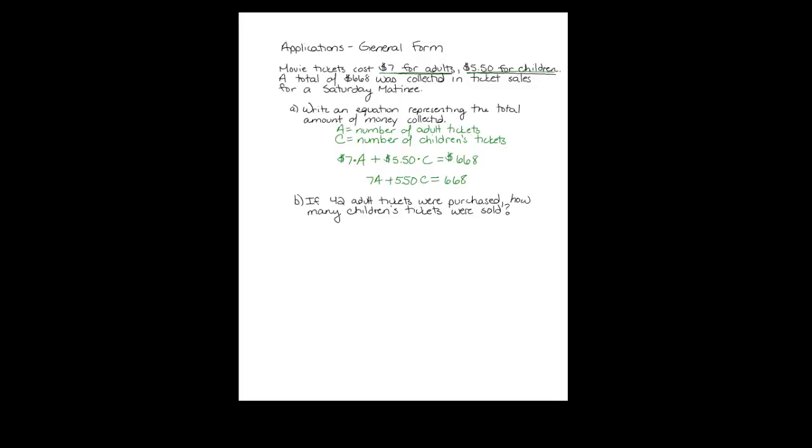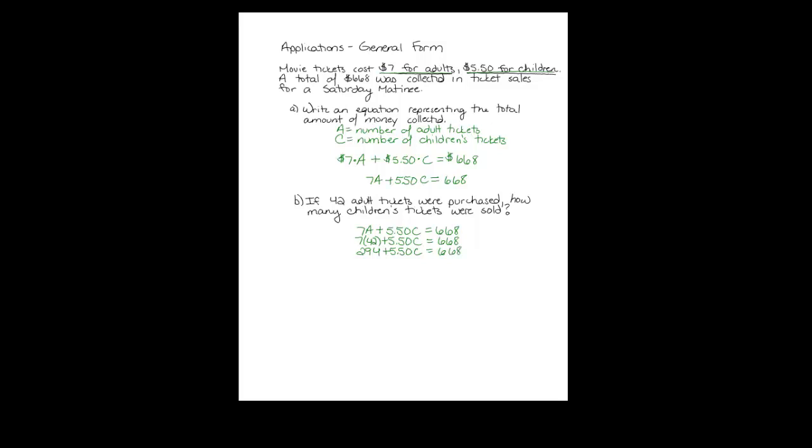In part B, if 42 adult tickets were purchased, how many children's tickets were sold? So using this equation, we have 7A plus 5.50C equals 668. We're going to replace A with 42. So 7 times 42 plus 5.50 times C equals 668. 7 times 42 is 294. Rewriting the rest of this equation equals 668.